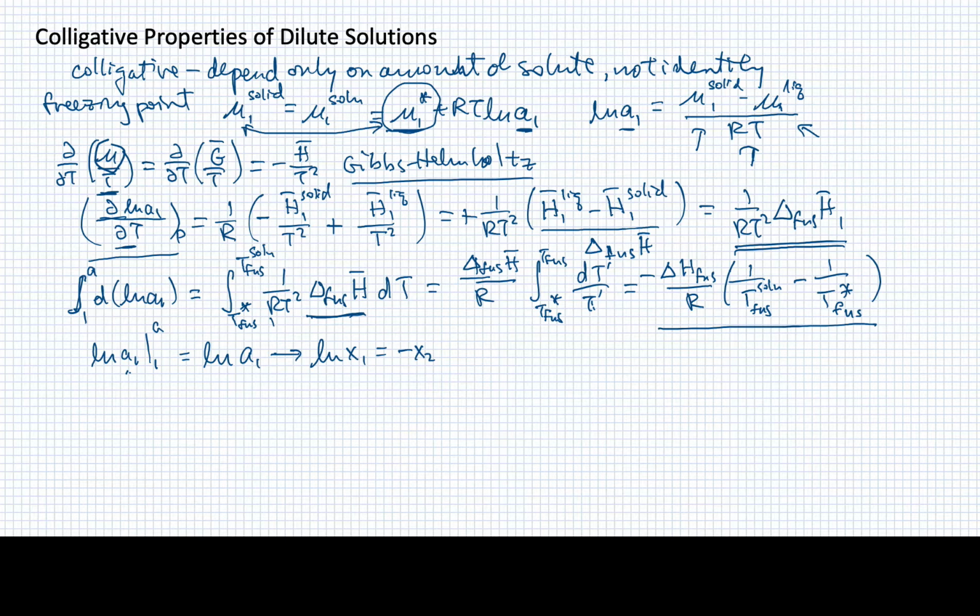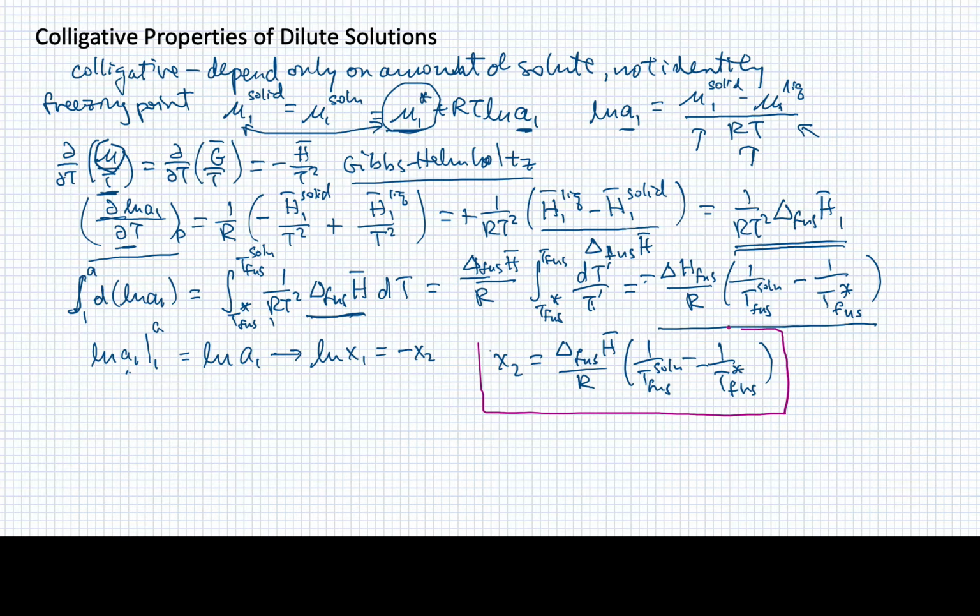So in effect, what I have now is a result that says that x2, because I've got a minus sign there and a minus sign here, x2 is equal to delta fusion of the molar enthalpy over R times 1 over T fusion of the solution minus 1 over T fusion of the pure solvent. Okay, and this is, I think, worthy of boxing, as it is a good result.